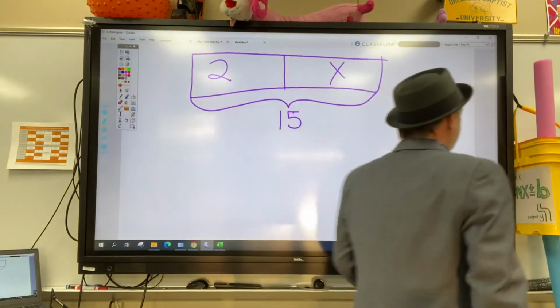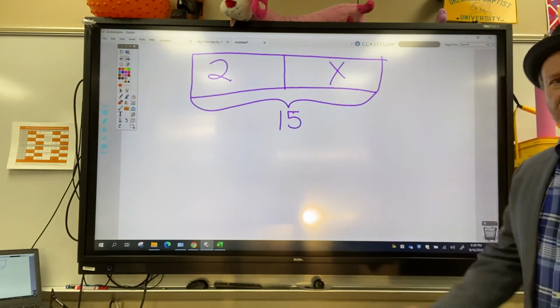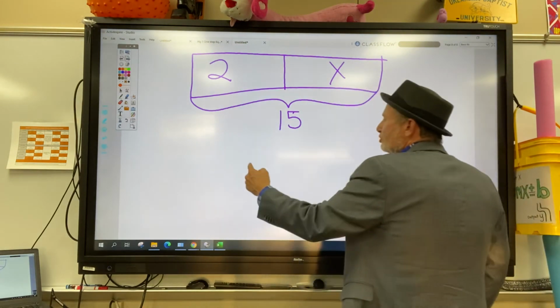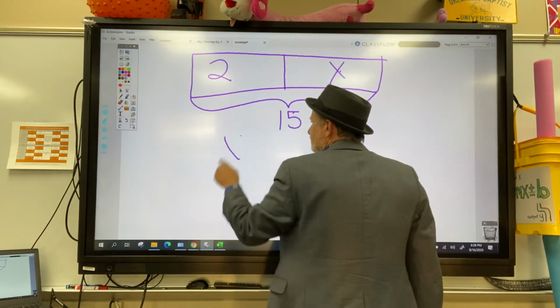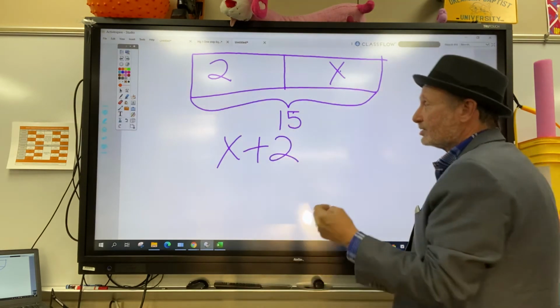I think we got one more. All right, now what do I have? Actually, I think a couple more. I got 2 and x. What is this? This is not 2x. Okay, this is not 2x. This is x plus 2, or you could write it 2 plus x.